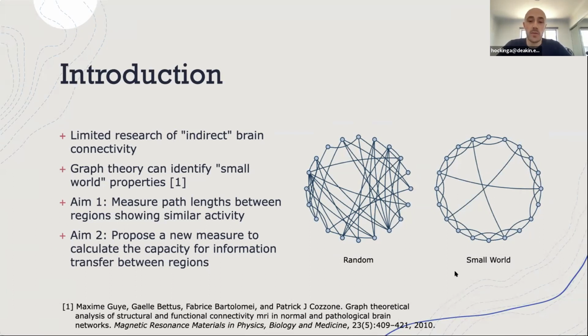In our project, we aim to measure the variation in shortest path lengths of many healthy brains to see how often indirect paths occur, and then create a new measure to work out the volume of information that could be transferred over these indirect paths.